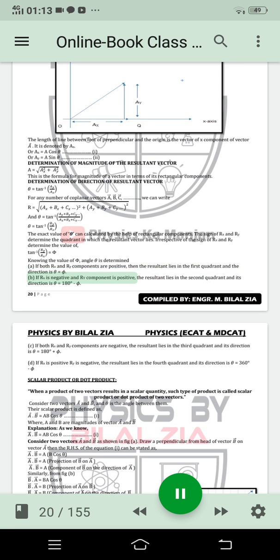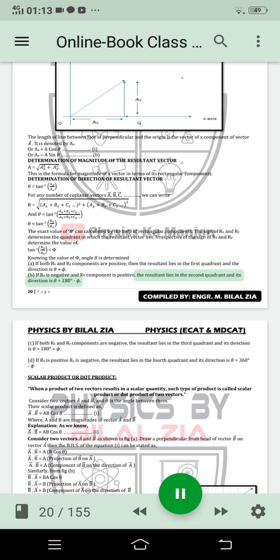B. If Rx is negative and Ry component is positive, the resultant lies in the second quadrant and its direction is theta equals 180 degrees minus phi.